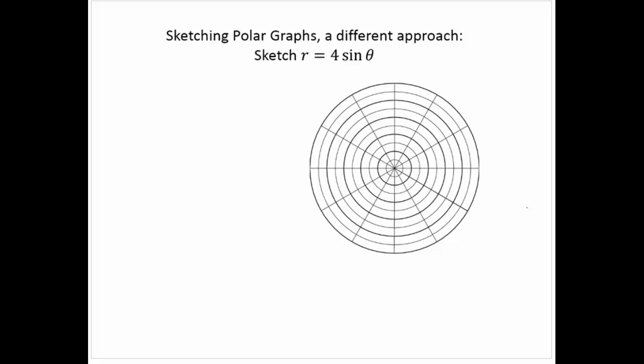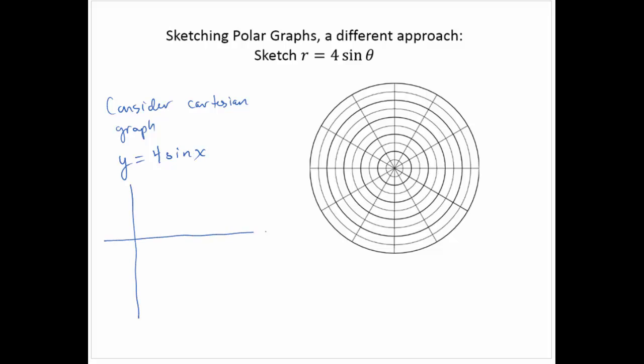But what I'm going to do first is consider the Cartesian graph, y equals 4 sine x. Alright, so if you remember how to graph y equals 4 sine x, that Cartesian graph would have an amplitude of 4 and a period of 2 pi. And if you remember from trigonometry, since it's a sine curve, it starts at the zero, at the center, and ends at the zero. Halfway between, it's at a zero. And it first goes to a maximum and later on goes to a minimum. So this is the Cartesian graph.